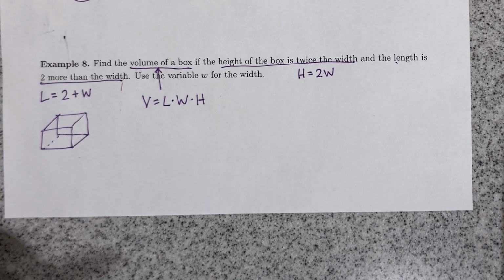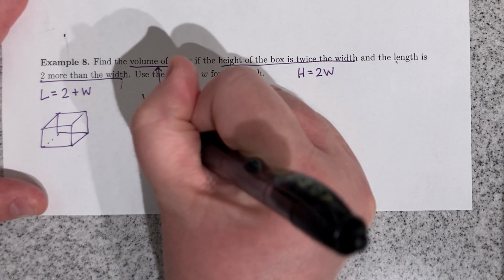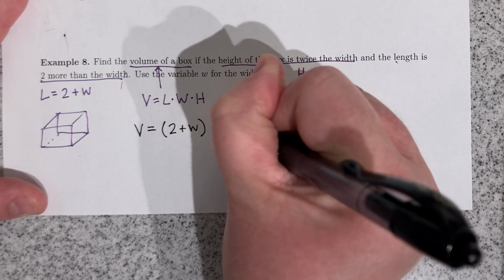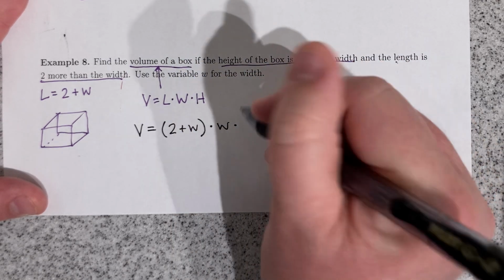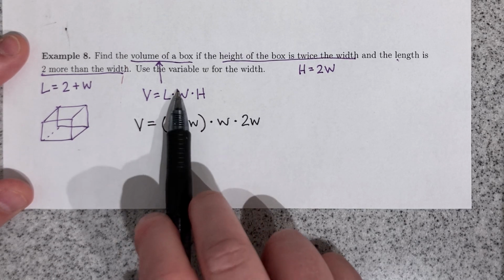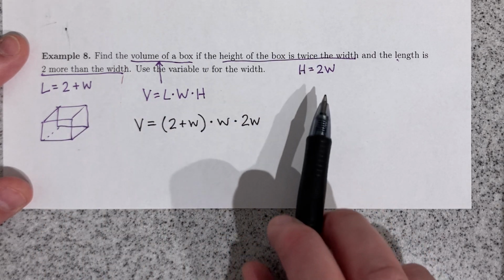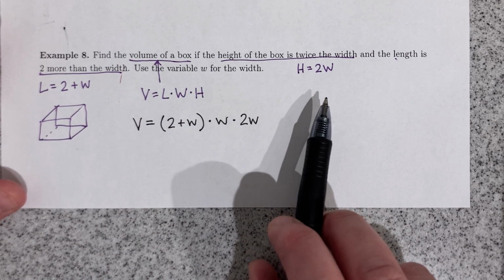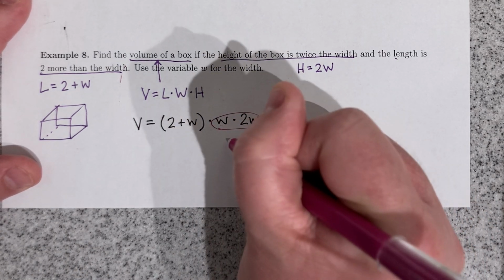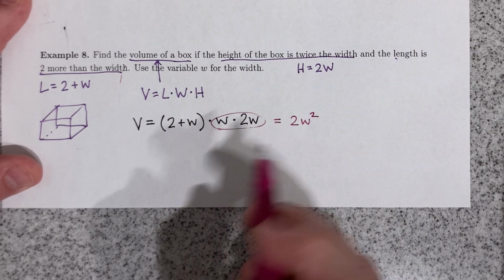We're just going to put this all together. Volume equals length, we've got 2 plus W, times width, that's W, times height, which is 2W. Y'all see how that's still length times width times height. I just used the length and the height that they gave us in words. All right, what I'm seeing is these two combined make 2W squared, 2W times W.